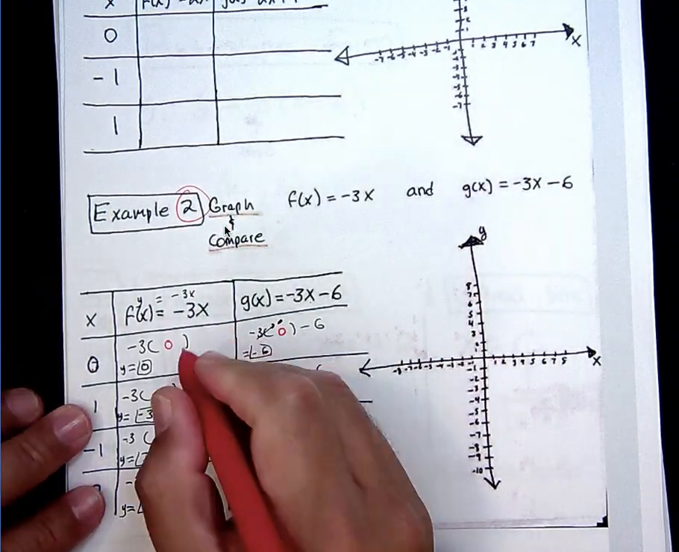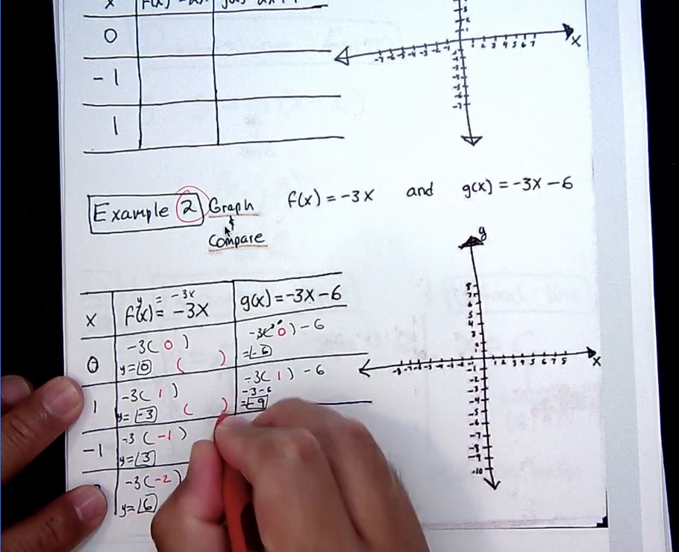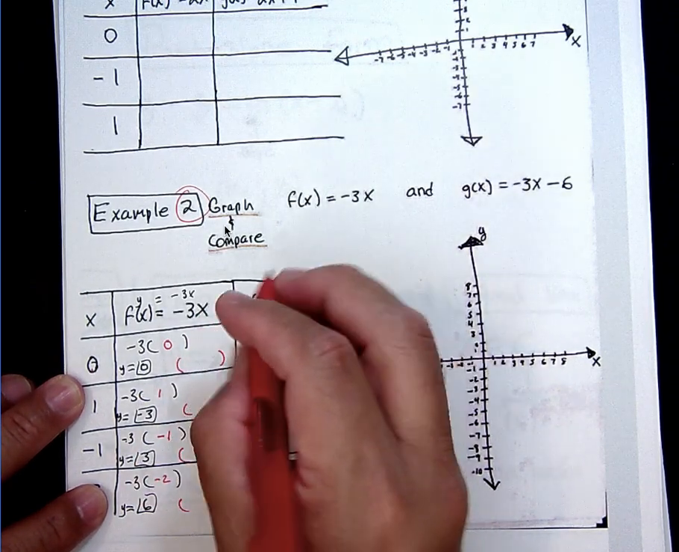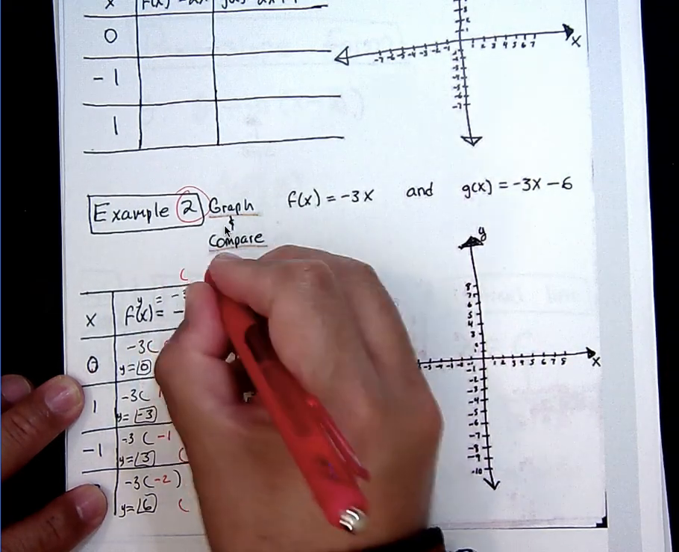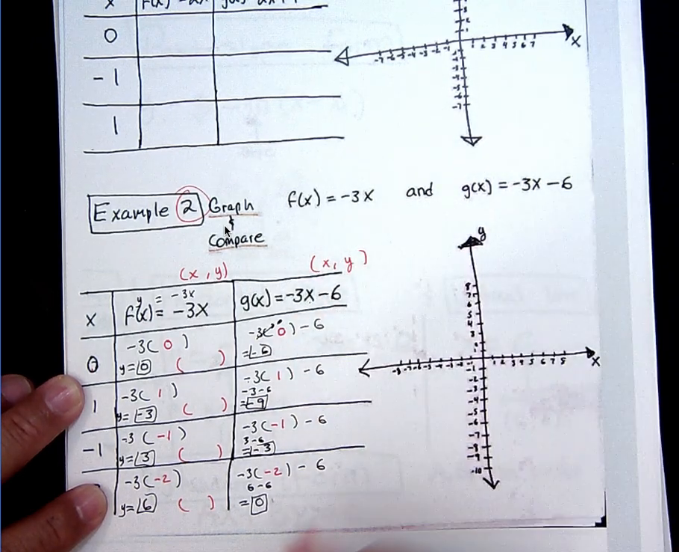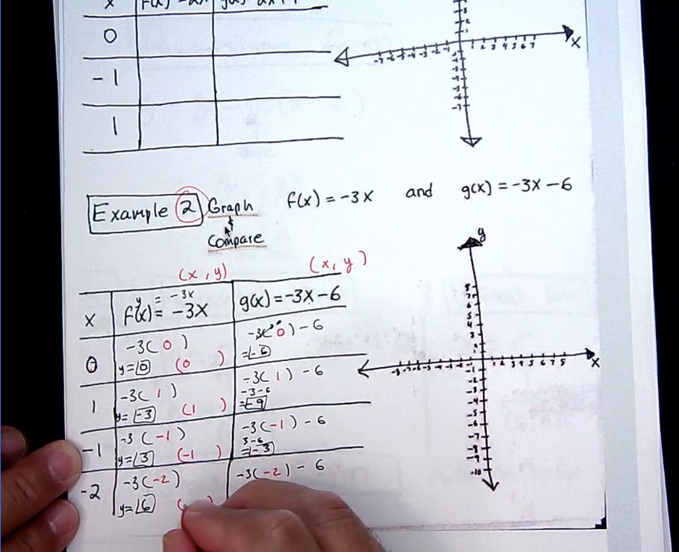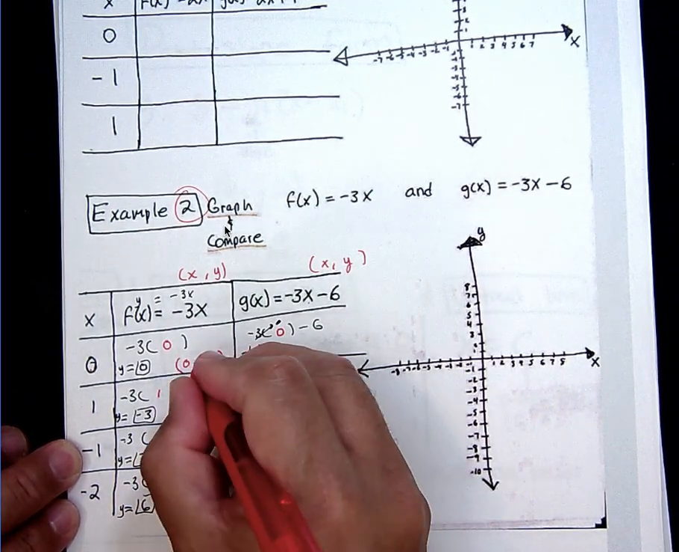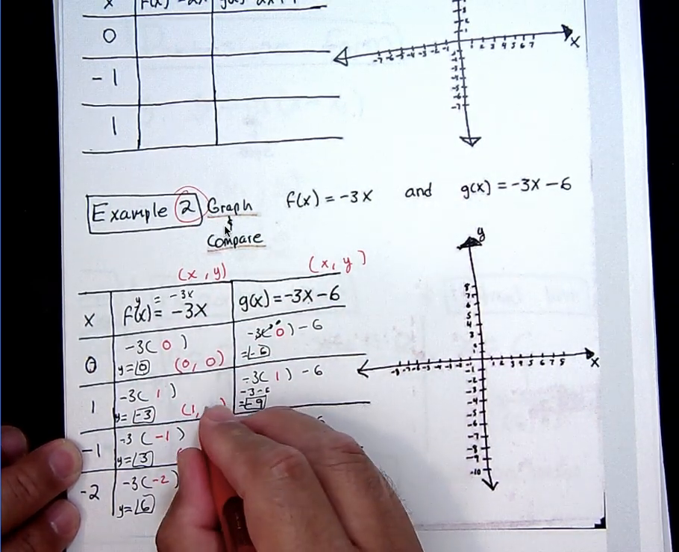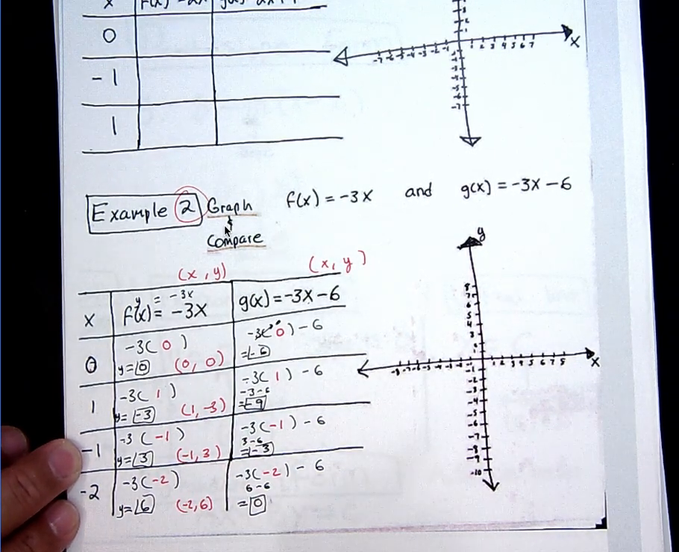After that, let's write the ordered pairs. So this is the ordered pair. I'm gonna put it here in red. So remember, in an ordered pair, the x goes first. So where should I write it? Maybe here, x and y. So the x's are 0, 1, -1, and -2. And the y's would be the 0, the -3, the +3, and the +6 for this one.